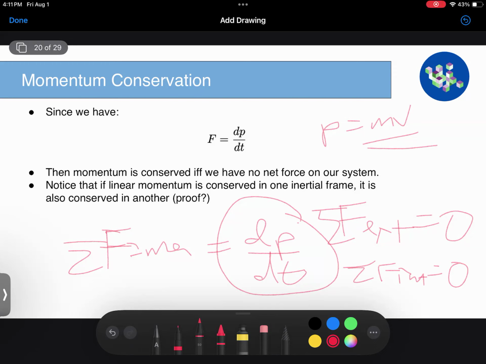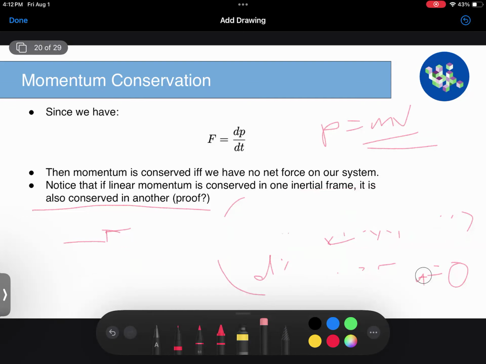We can just say, if you have no external force on the system, your linear momentum is conserved. Also, if linear momentum is conserved in one frame, it is conserved in another. We can give a quick proof of that right now. It's pretty simple. Let's say I have the linear momentum in one frame, P equals mv. And I want to translate this into linear momentum in a different frame.